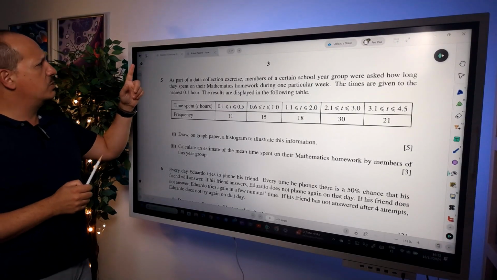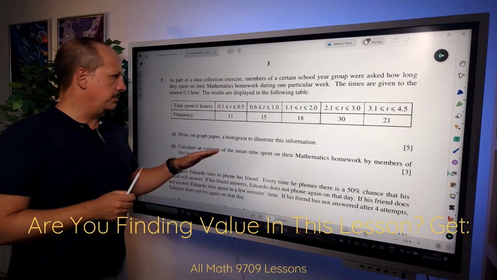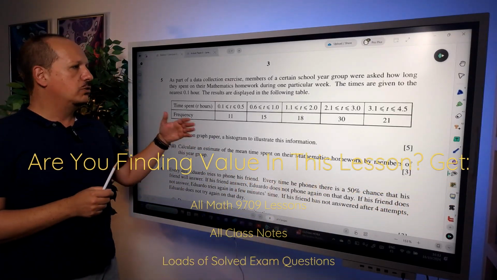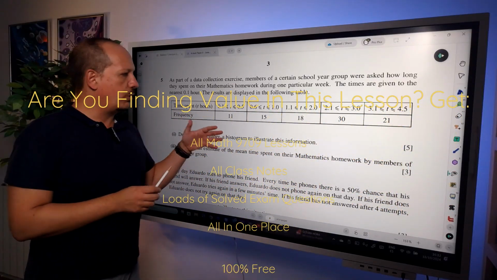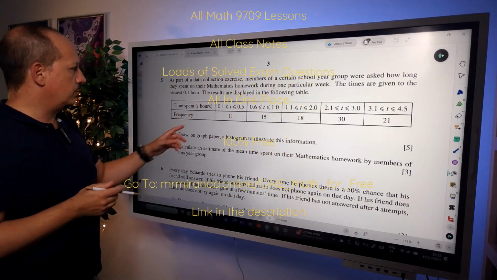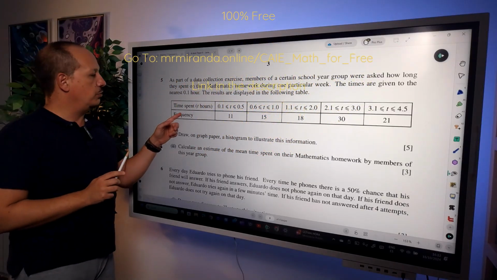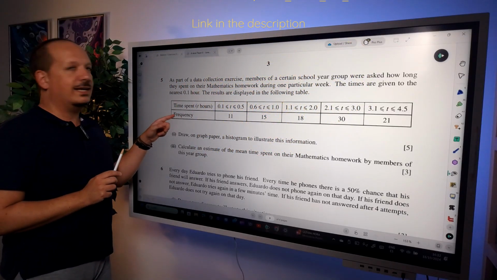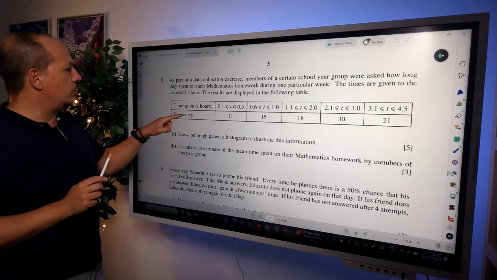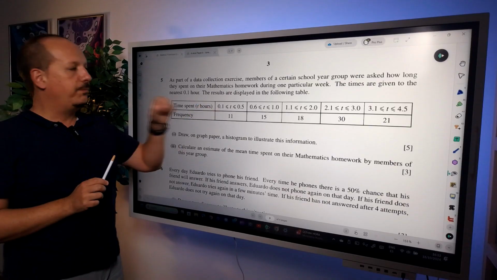This is 2008, I said. Back then, they would have to give you some graph paper to do this. Right now, the graph paper will be embedded in the paper itself, and you'll have to use that to draw the histogram. Don't forget, for a histogram, you need to do frequency density, not frequency. In order for you to get the frequency density, you need to divide the frequency by the class width.